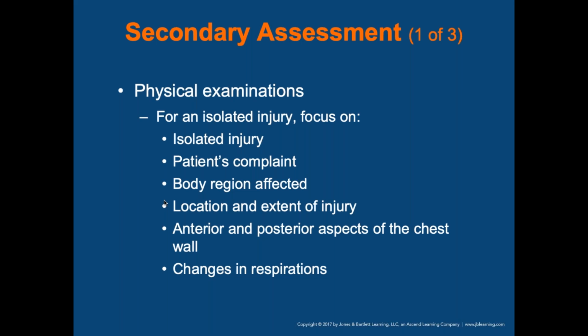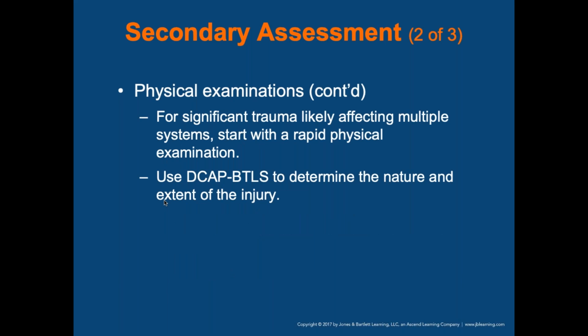We're going to look at physical examinations for isolated injuries. Do a focused exam on the isolated injury that's there. Look at the patient's complaint, the body region affected, location and extent of the injury, anterior or posterior aspects of the chest wall, any kind of changes in respirations. We've got to keep an eye on that as well. For significant trauma affecting multiple systems, start with a rapid physical examination. Remember, that's your head to toe, no more than 90 seconds. Using DCAP-BTLS, deformities, contusions, abrasions, punctures, penetrations, burns, tenderness, laceration, and swelling to determine the nature and extent of the injuries that are there. So palpate, touch, look, listen, feel.